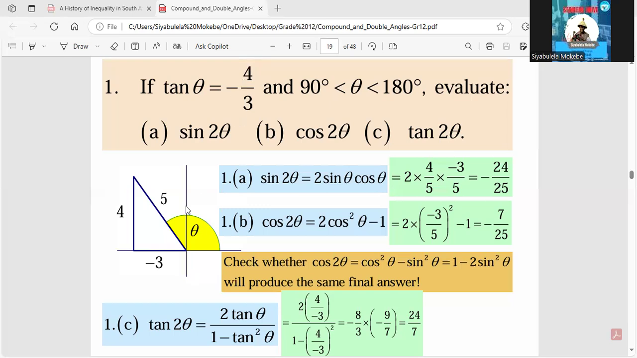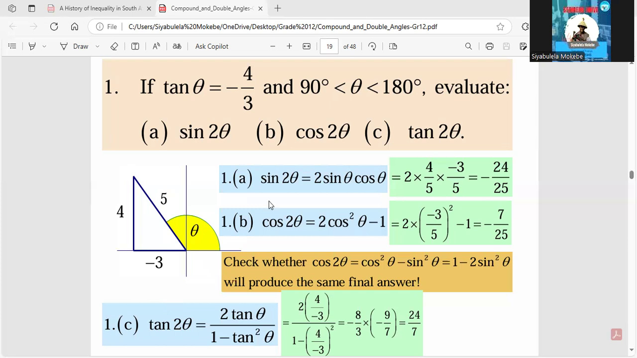So afterwards, you then draw your diagram. Then -3, then 4. Now to get the hypotenuse, we use the theorem of Pythagoras. 4 squared plus -3 squared, that is 16 plus 9, which is 25. And then you take the square root of 25, you get 5. Right? So that's it. Now that you have all the sides of your triangle, then you can start answering the questions.